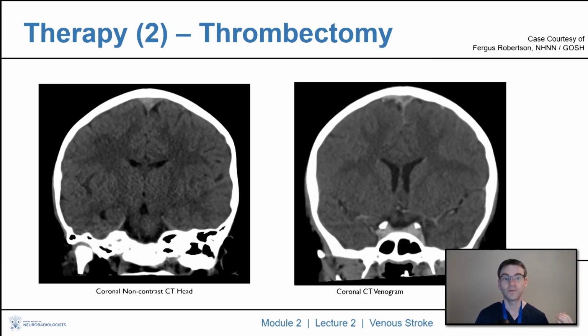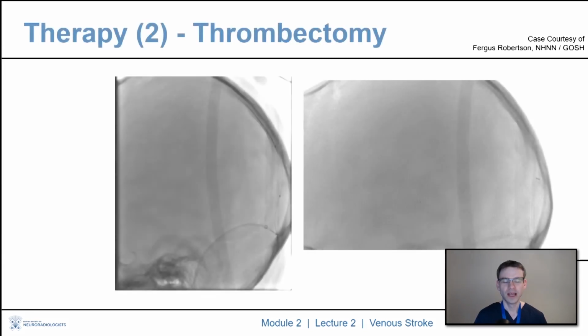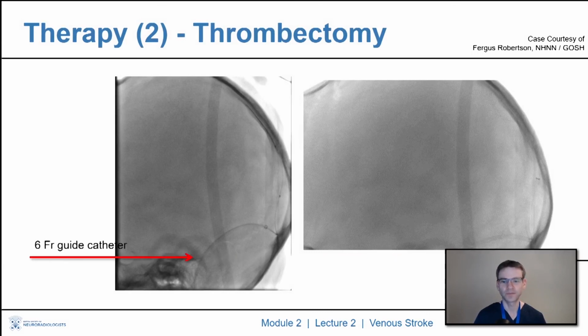So here's a case courtesy of Fergus Robertson, who's one of my colleagues at the National Hospital but also works at Great Ormond Street. And this is a school-aged child who has a superior sagittal vein thrombus. On the coronal non-contrast CT head on the left, we see hyperdensity in the superior sagittal sinus. In the coronal CT venogram on the right, we see a filling defect that corresponds to that. And the patient proceeded to thrombectomy because they had a progressive neurological deficit.